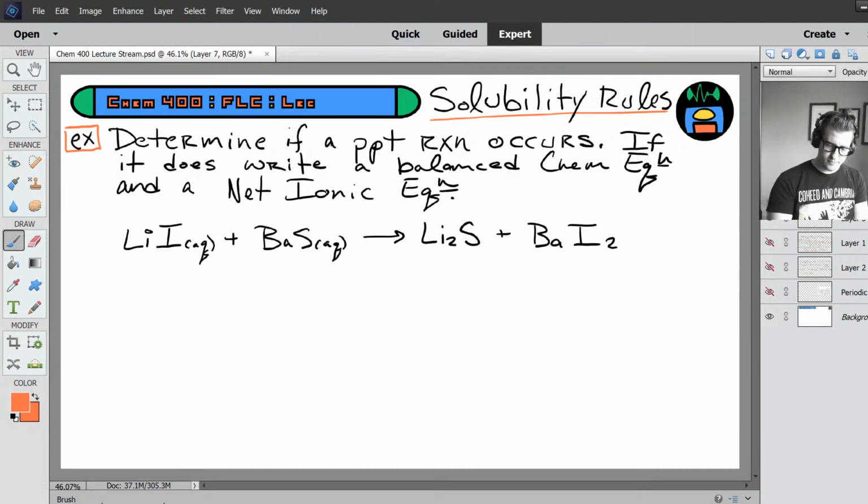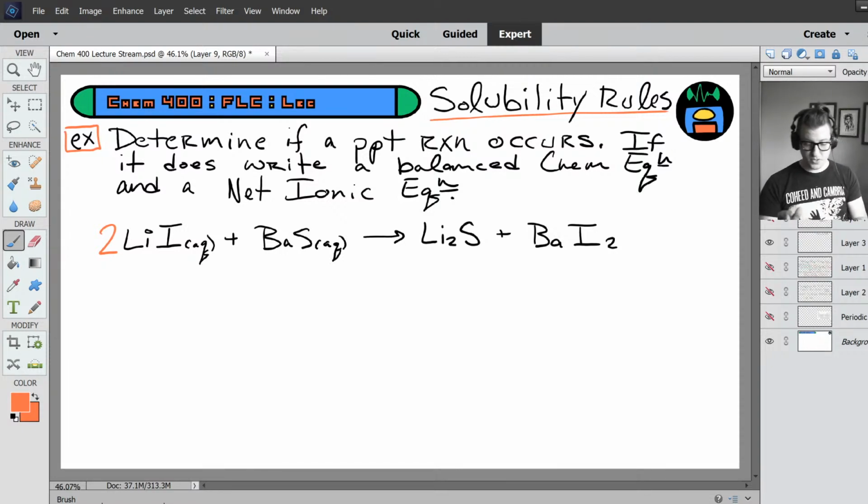So for a moment here, I'm going to balance the chemical equation. Throw a 2 in front of lithium iodide. Now we have 2 lithiums on each side, 2 iodides on each side, 1 barium, 1 sulfide. So this is the balanced chemical equation. Watch what happens when we write the total ionic equation.